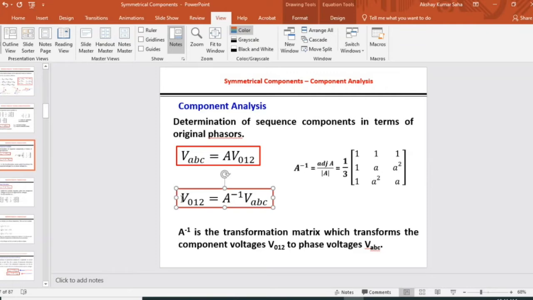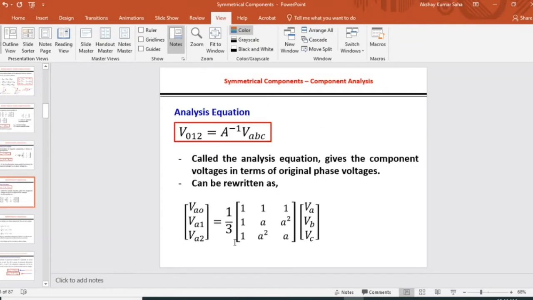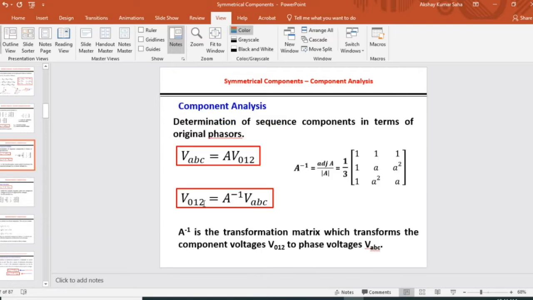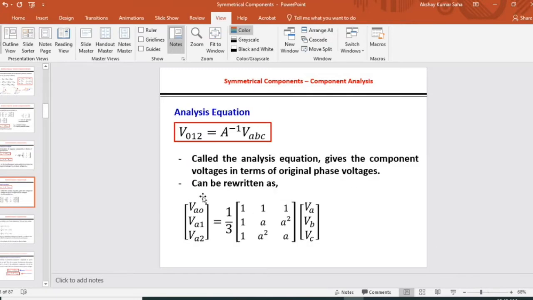So now this equation is called the analysis equation. This equation is called the analysis equation, meaning it will show how the sequence component voltages are expressed using the actual phase voltages.